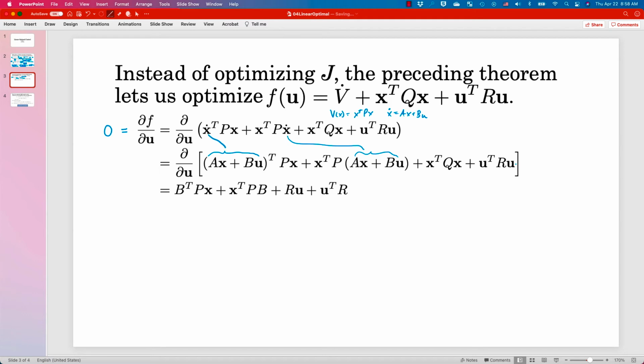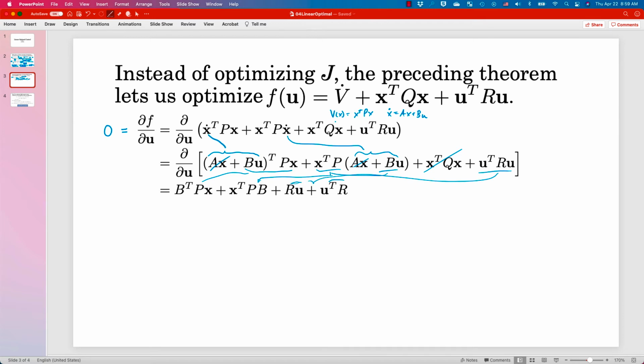And now I'm ready to differentiate with respect to u. This term has no u's in it. This term gives me a B transpose Px, so that's where this guy comes from. This term has no u's in it, and so these two combine to give me this term. This term has no u's in it, so when you differentiate it goes away. And then we do chain rule again to split this into two terms.